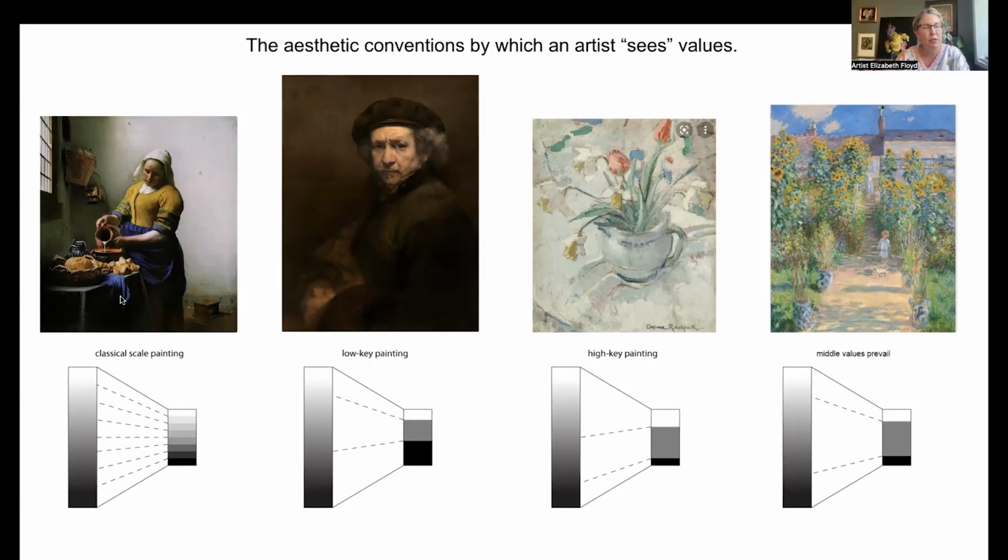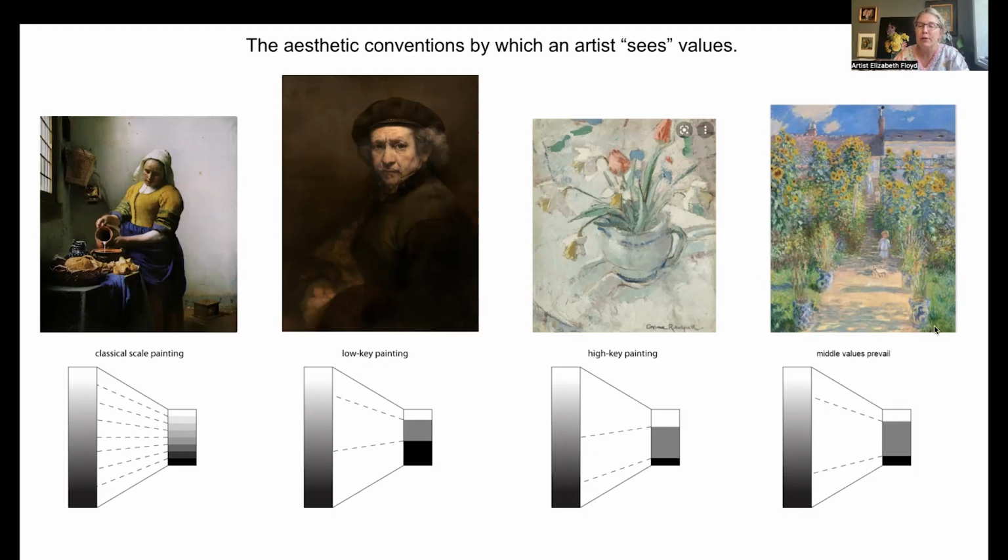So like this Vermeer painting, Vermeer used a classical scale gradient. Rembrandt was prone to doing these low key paintings, where a very small percentage of your value gradient would be light, and then more black to your midtones. And then your high key is where you have more lights and more midtone values, but your blacks take up a very small percentage of your painting.